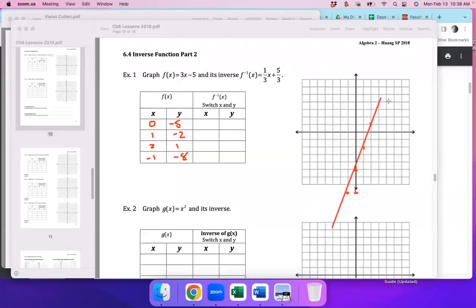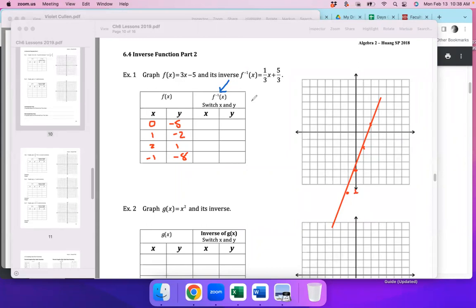There we go. You got this line, right? Okay, cool. Now, here's the deal. This is the part I need you guys to really focus on. When you have an inverse, that's the inverse symbol. When you have the inverse, you simply switch x and y.